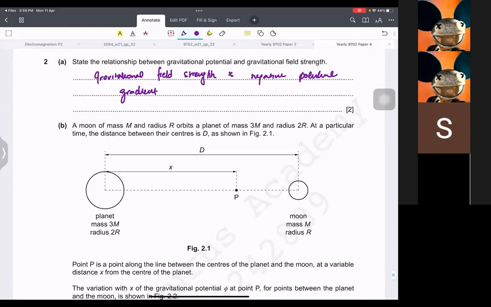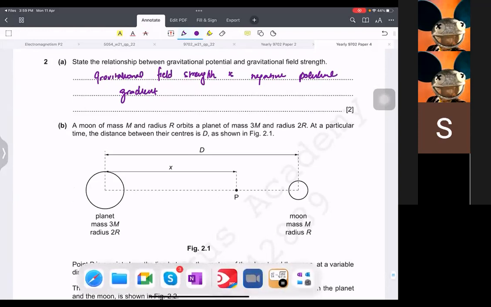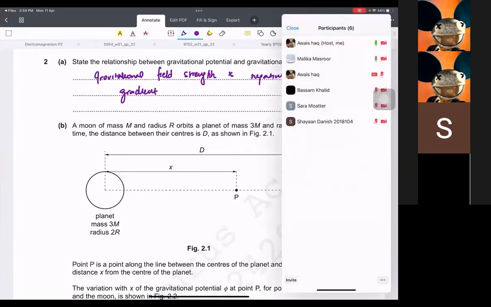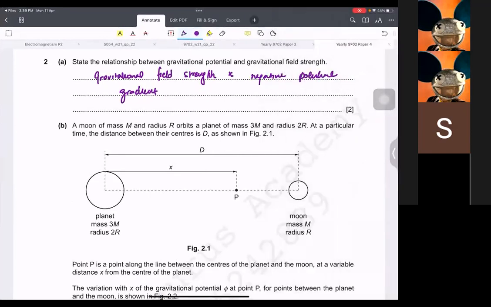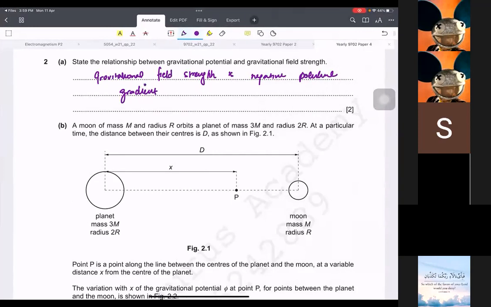I can hear a very squeaky sound. Why? Whose microphone is on? Malika? Mute. Okay.